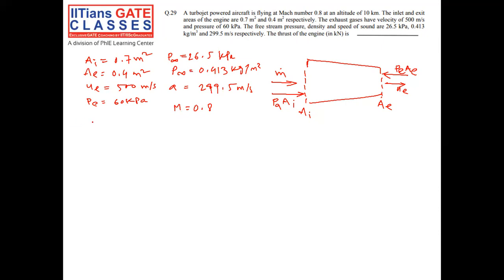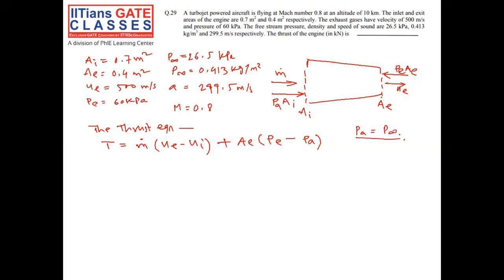The thrust of a jet engine is given by the thrust equation, which is T equal to m dot (ue minus ui) plus Ae (pe minus pa). So pa is atmospheric pressure, which is equal to free stream pressure, right? So this part is known as momentum thrust, and this part is known as pressure thrust.